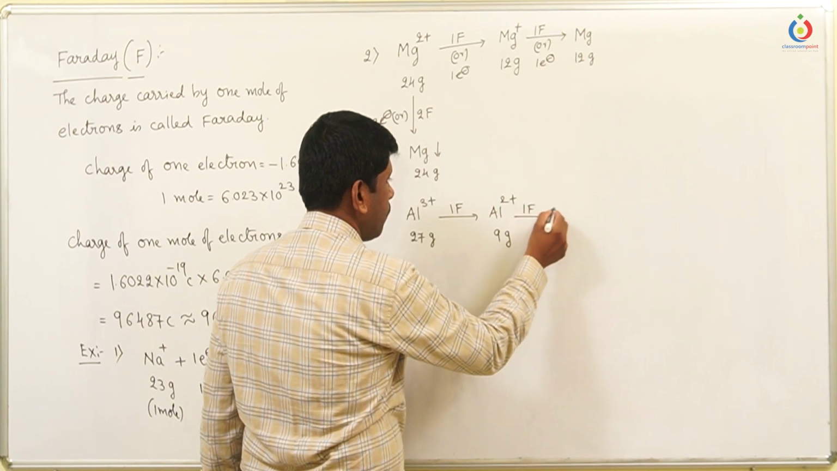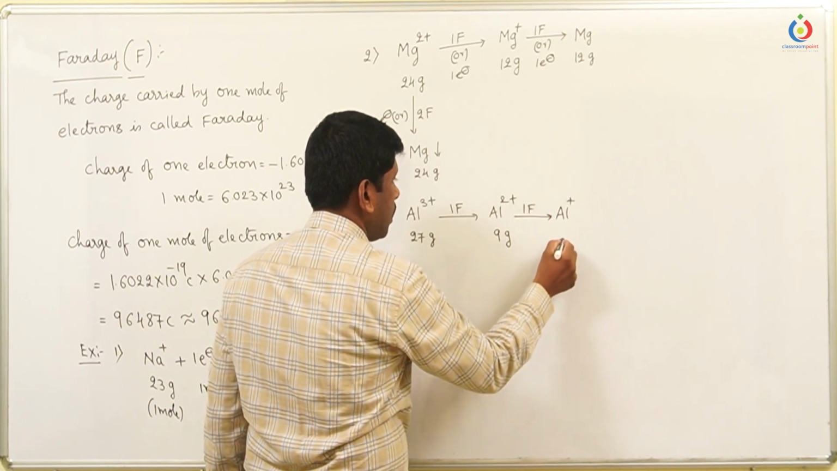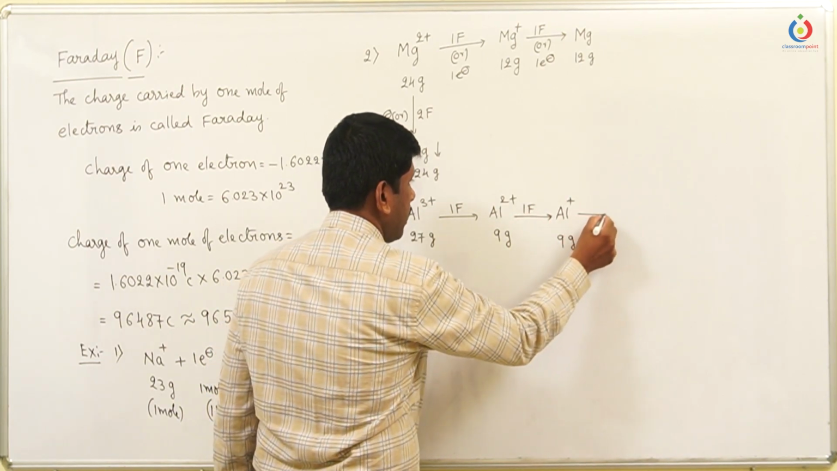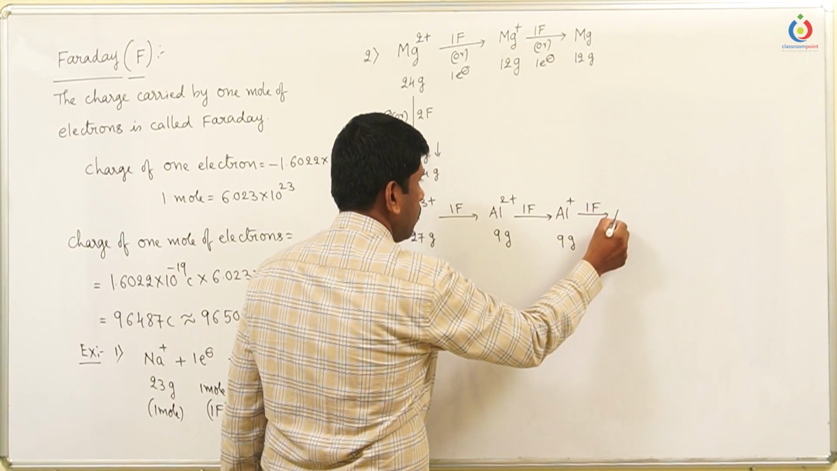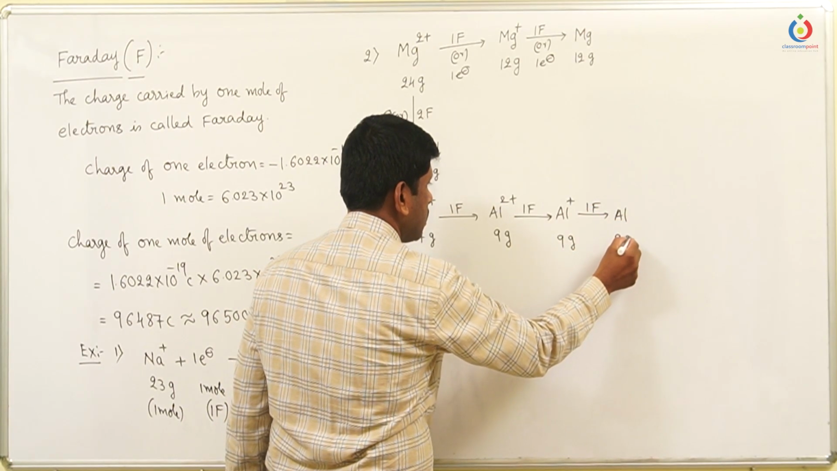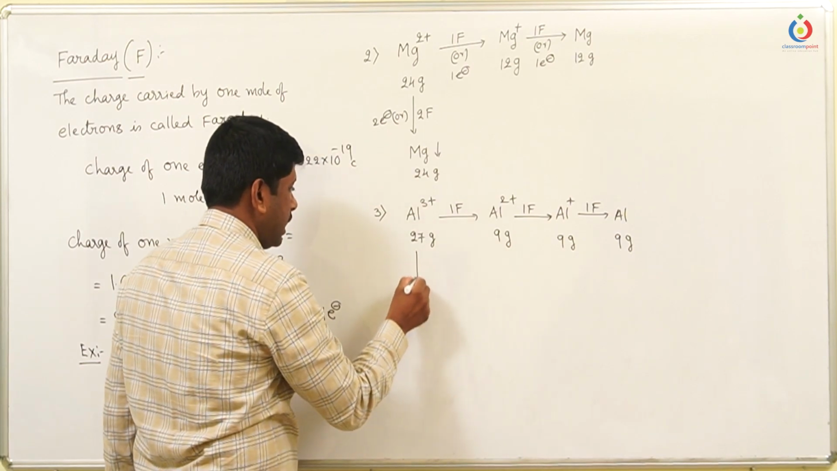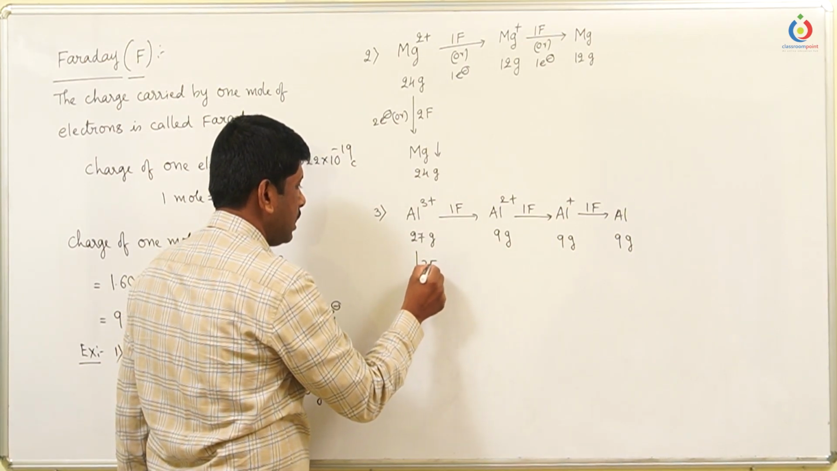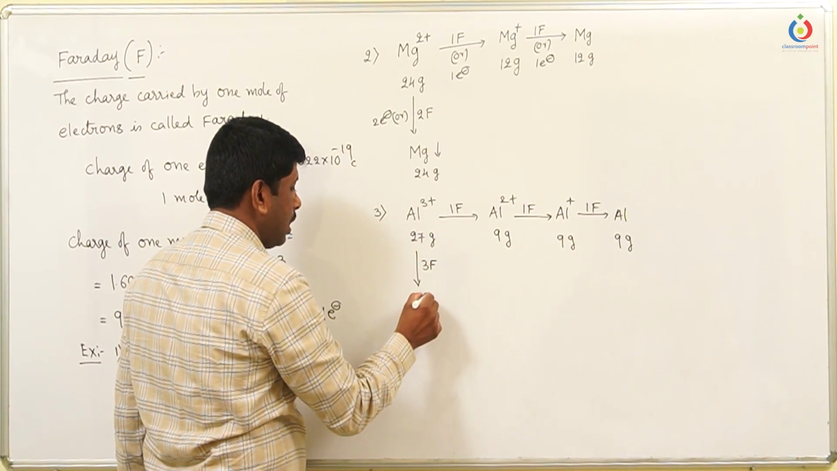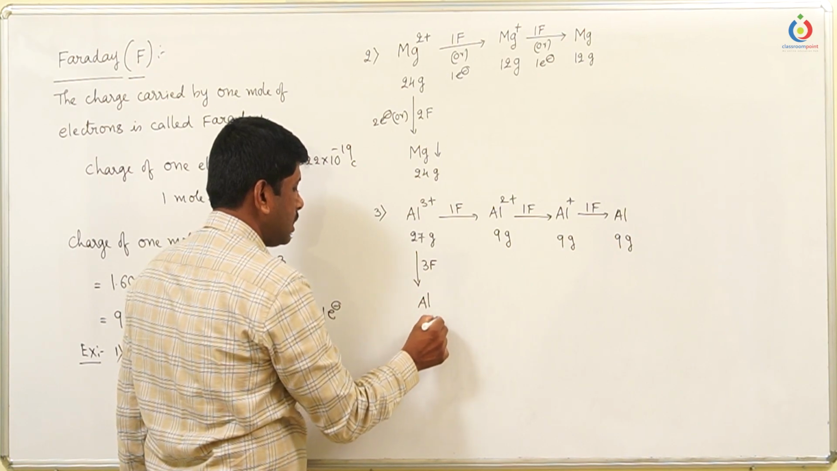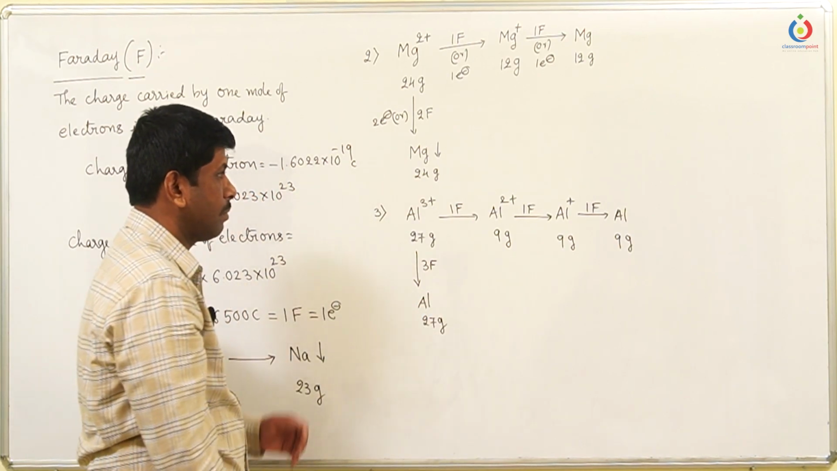By sending 1 more Faraday, 1 more 9 grams gets deposited. By sending 1 more Faraday, the remaining 9 grams gets deposited. If you send 3 Faradays of electricity at a time, then all the aluminum gets deposited. That means 27 grams of aluminum gets deposited.